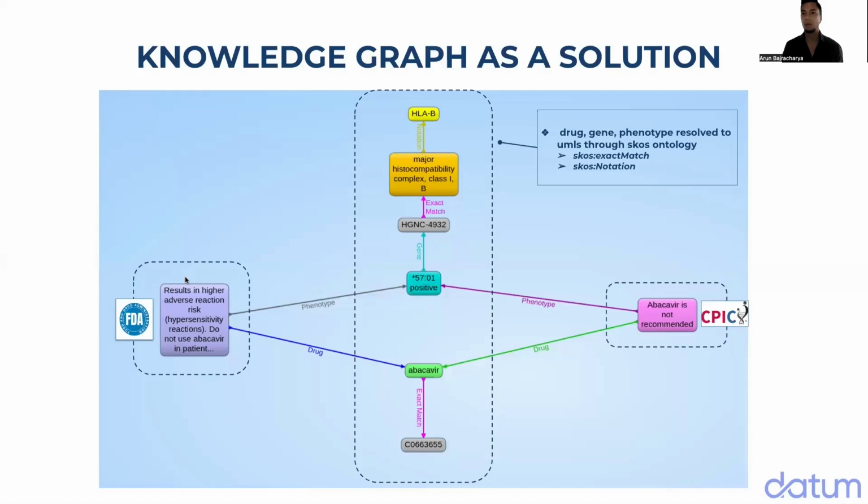Here's an example of how we have resolved two different guidelines into a standard ontology. We have pharmacogenomics recommendations from FDA and CPIC guidelines, which are connected to the drug, gene, and phenotype that are resolved to UMLS through the SKOS ontology. By resolving these into a standard ontology, we harmonize the language, making it easier to integrate and compare data across various sources.